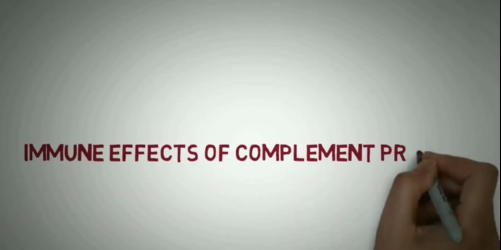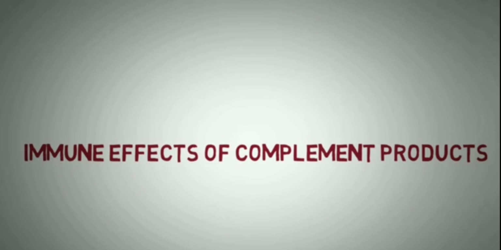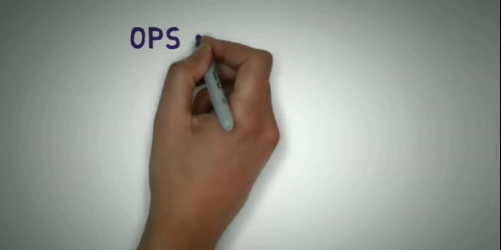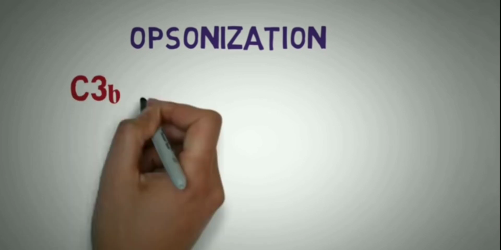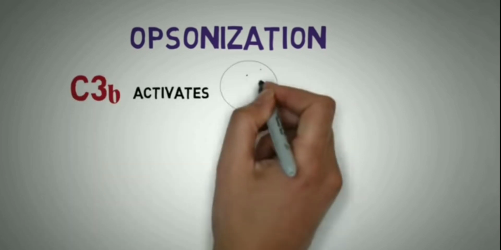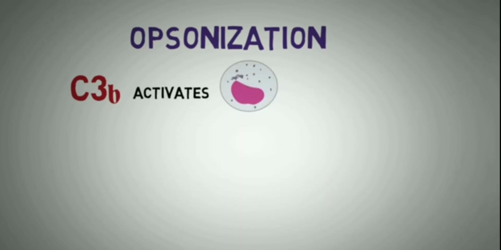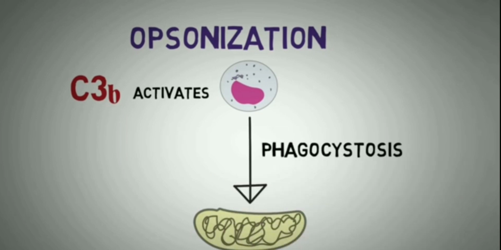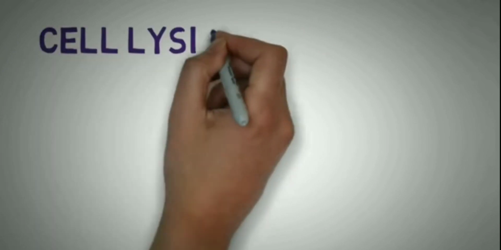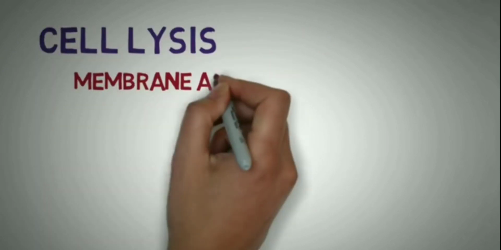Now let's talk about the immune effects of the various complement products. The first is the opsonization. The factor C3b strongly activates the neutrophils and macrophages. These activated neutrophils and macrophages then engulf the foreign microorganisms, known as phagocytosis. The second immune effect is the cell lysis.